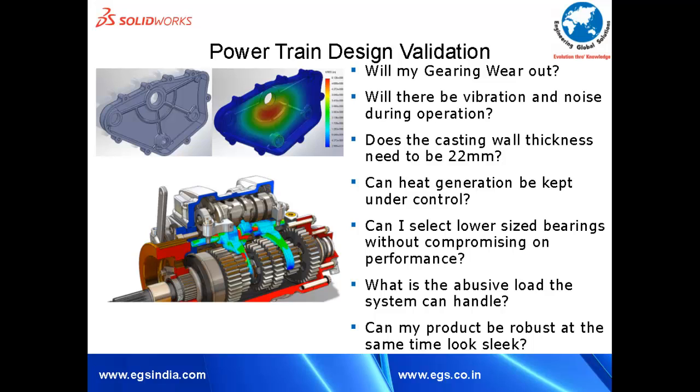Does the casting really need a wall thickness of 22 millimeters, or can it be reduced to 15 or 20? Every millimeter that is saved over there saves the weight of the component. Can heat generation be kept under control? Can I select lower size bearings without compromise on performance? This is what we talked about earlier. What is the abusive load that the system can handle? Can I make this product robust and at the same time look sleek? These are considerations that the design needs to look at as a part of the powertrain validation shown over here. All these are done inside SolidWorks using SolidWorks simulation.